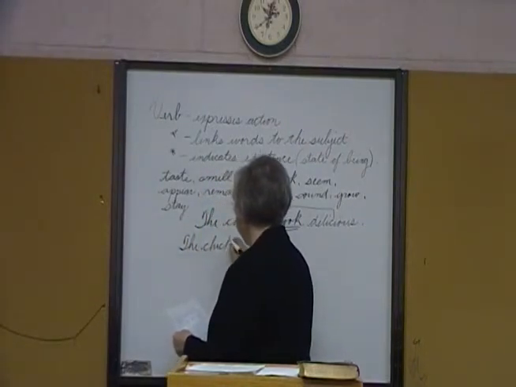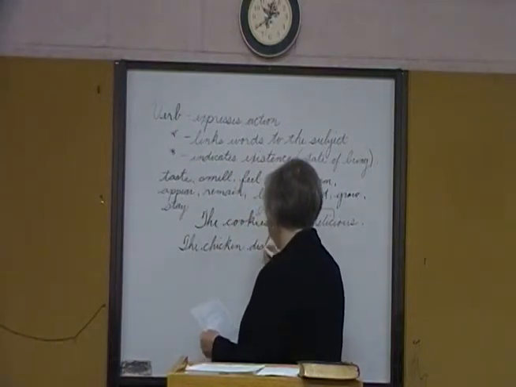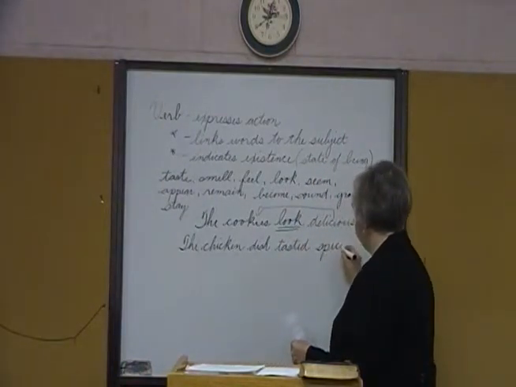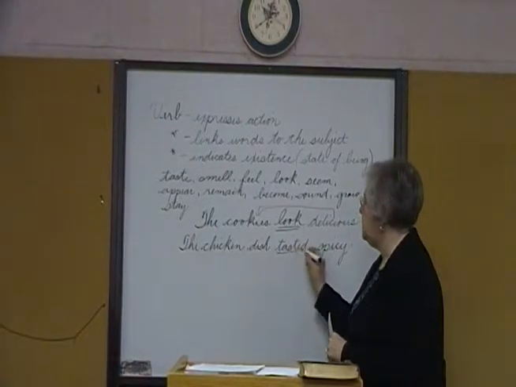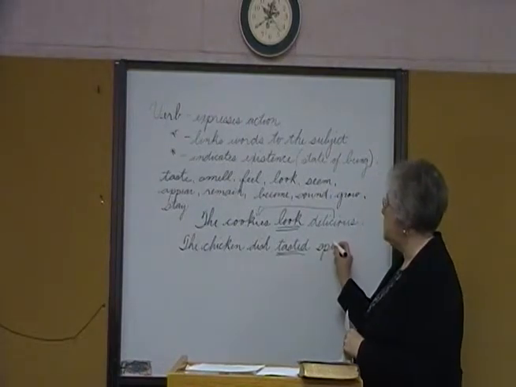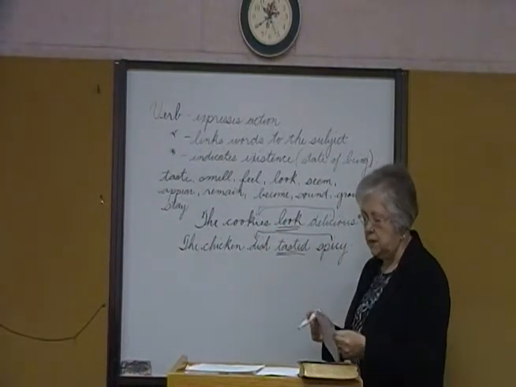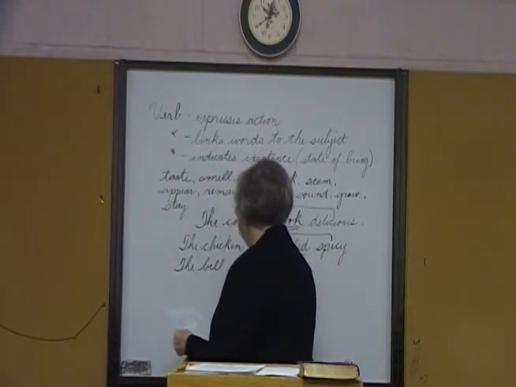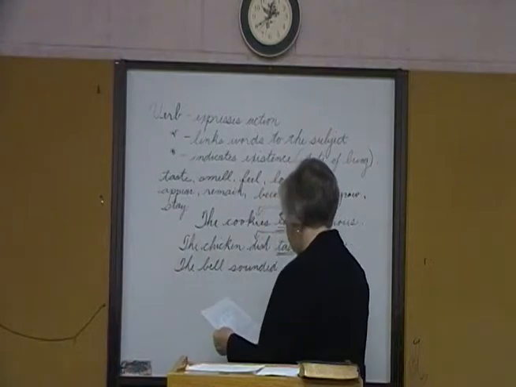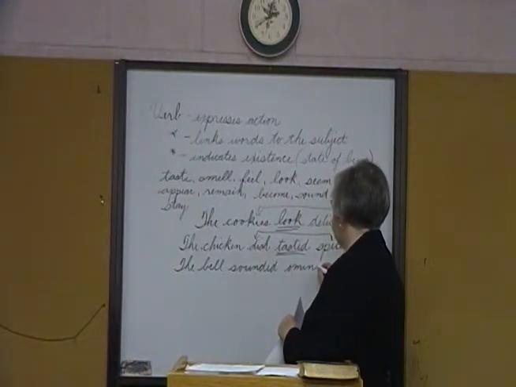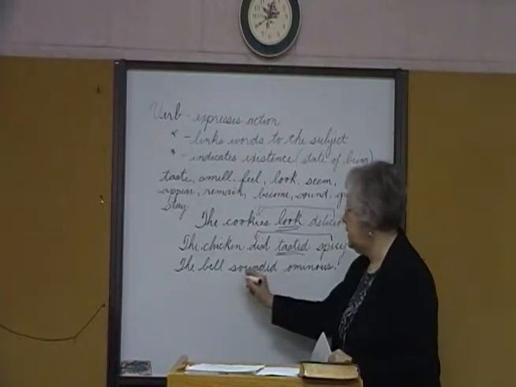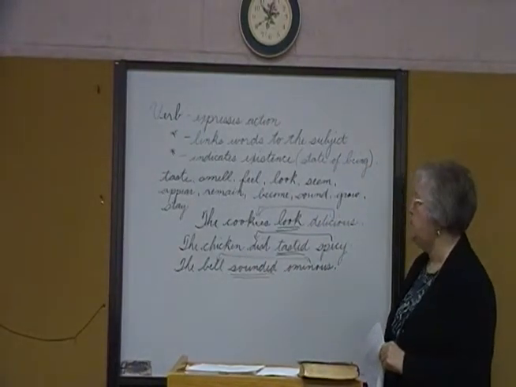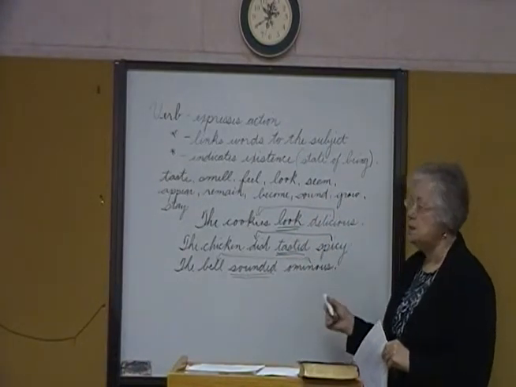The chicken dish tasted spicy. In this example, tasted is a linking verb. It's the sense verb. It is linking spicy back to dish. It's describing dish. Let's look at another one. The bell sounded ominous. Sounded is the verb, and it is a linking verb. It's linking ominous to bell. Ominous is describing bell. So these verbs in these sentences are used as a linking verb, and they are our sense verbs.